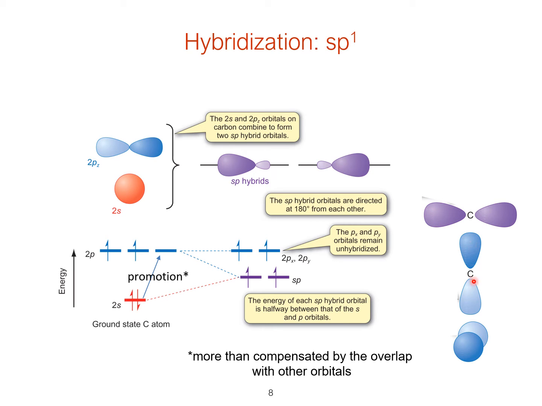and then two of these px ones overlapping to get a pi bond here, and then the one in and out of the plane overlapping to get a pi bond here. And that's how we end up with a triple bond: the sigma bond from the sp hybridization and two pi bonds from the unhybridized p orbitals.